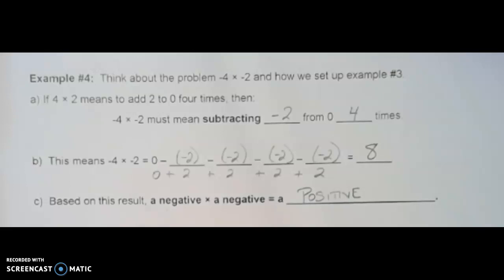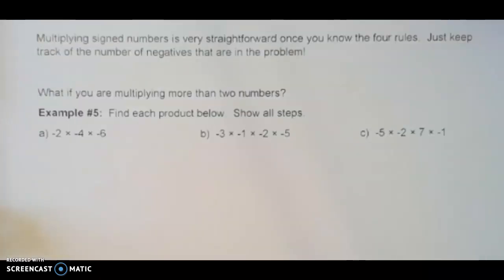An easy way to remember this is if the signs of the numbers are the same, a negative times a negative or a positive times a positive, your answer is going to be positive. But if the signs are different, well, that's when you're going to get a negative answer. Multiplying signed numbers is very straightforward once you know the 4 rules. Just keep track of the number of negatives that are in the problem.